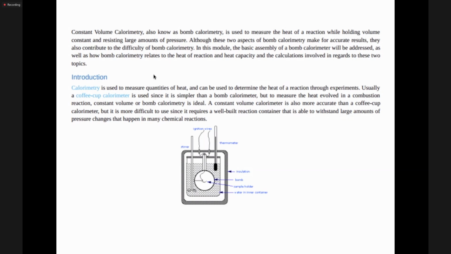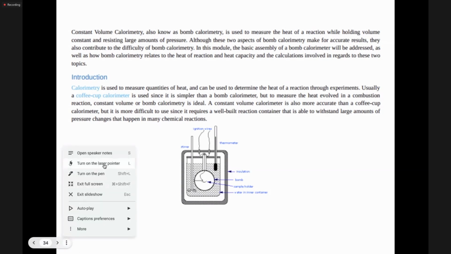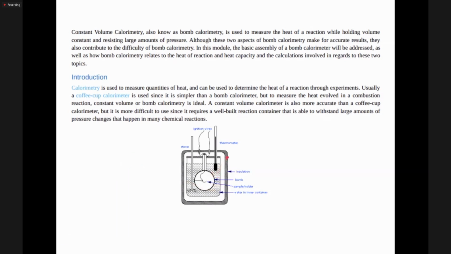Now, in calorimetry, the apparatus in which the procedure is carried out is called a calorimeter. The calorimeter is immersed in a known volume of liquid. You can see over here, it is a known volume of liquid. Let me bring up the pointer. In this case, you can see the thermometer to detect the change in temperature. This is the starter, and these are the ignition wires. This circular thing is called the bomb. That's why it is called the bomb calorimeter.